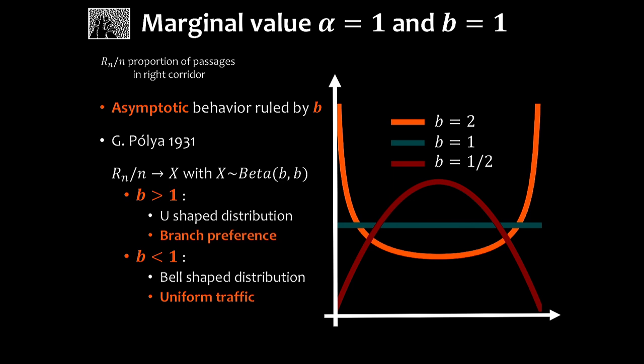What is interesting here is the marginality, so when alpha is equal to 1. Here, alpha kind of disappears, and B is the only one to decide what will happen eventually. And it's no more deterministic. You will have a certain probability to observe path selection and a certain probability to observe uniform traffic. And tweaking the value of B will change this probability. If B is less than 1, you will have a higher probability to observe uniform traffic. And if B is bigger than 1, you will observe the contrary. And when B is equal to 1, the marginal value, you will have the same probability to observe path selection or uniform traffic.